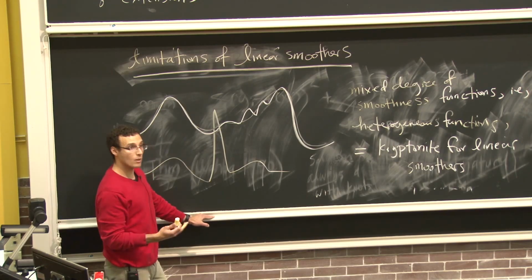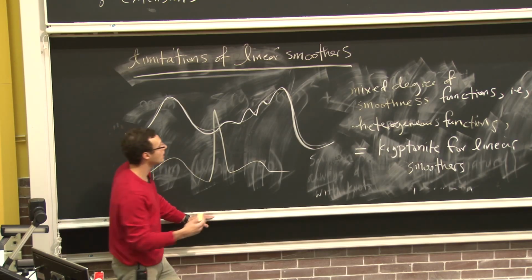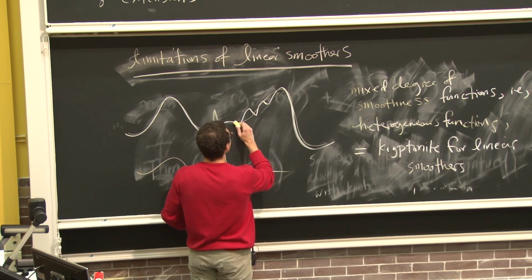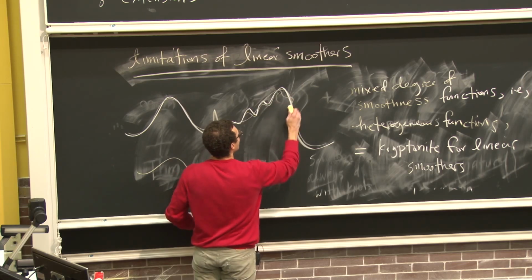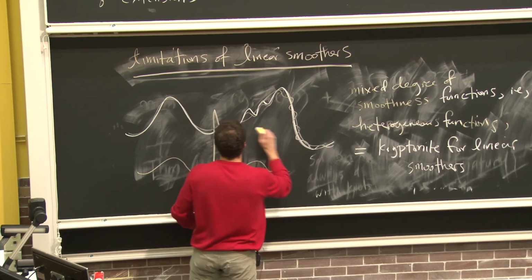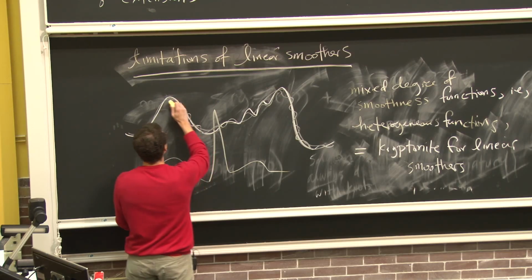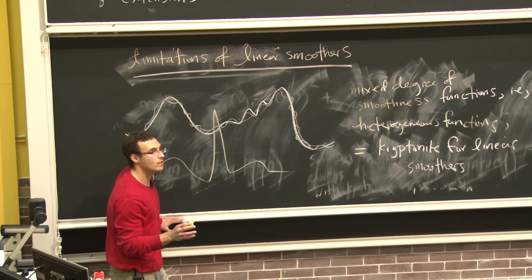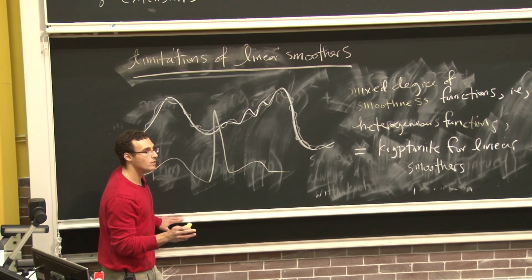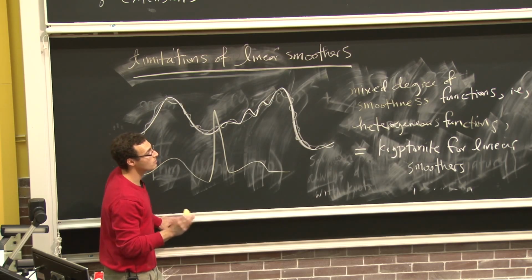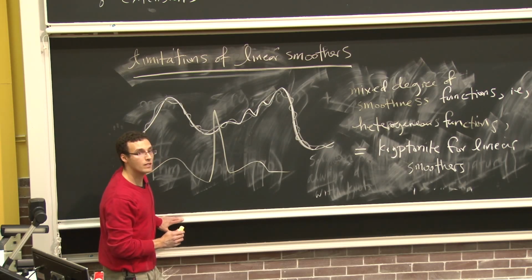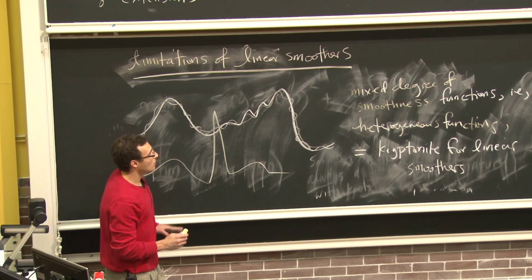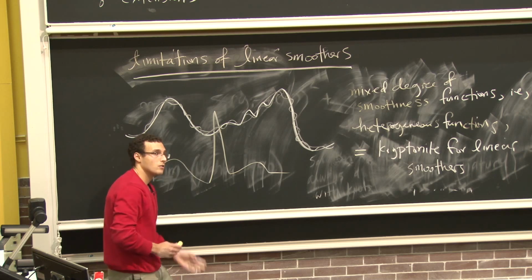Okay, if you make lambda small, so you say, okay, I want the function to be more complex, then it does a good job of picking this up, but then it actually kind of undersmooths the rest of the function. Okay, so no matter how you choose lambda, for mixed degrees of smoothness, smoothing splines, but linear smoothers in general, cannot represent those types of functions. That's the practical reason that we don't like linear smoothers.